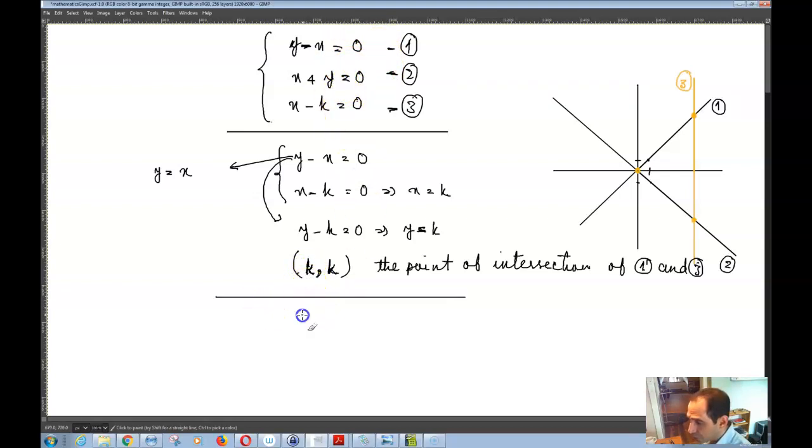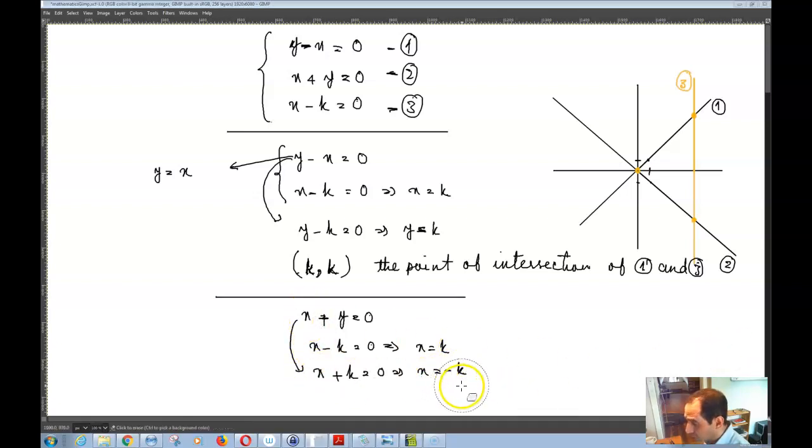Basically you could write x plus y is equal to 0 and x minus k is equal to 0. So then from this you can conclude that x is equal to k, and so if I put x is equal to k in this equation, I will get x plus k is equal to 0. I'm sorry, no, I made a mistake here. So put x is equal to k in this equation, you get k plus y is equal to 0. That means that y is equal to negative k.